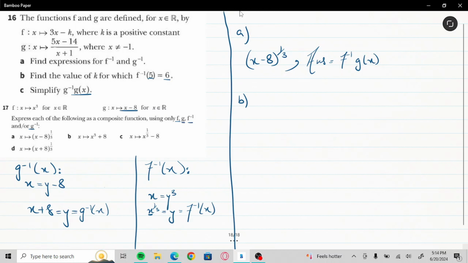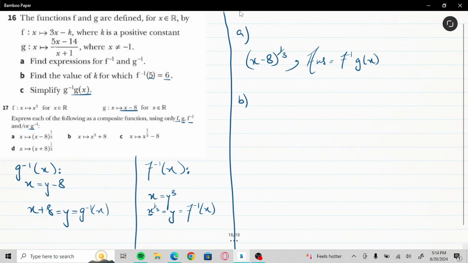For part B, as I've told you, even I'm getting a little confused in this, even though I've practiced these a lot. So you need to have a lot of practice for this because it's confusing.